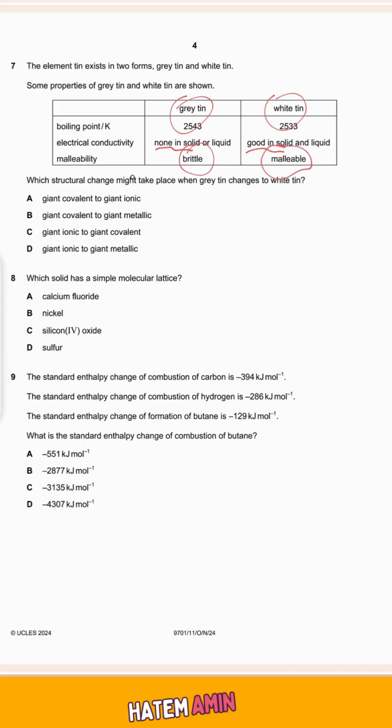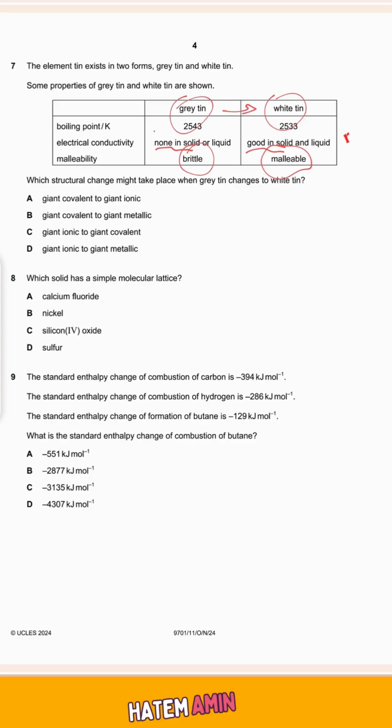So a structure change might take place when gray tin changes to white tin. So if the structure changes from gray tin to white tin, what's the kind of change? Is it giant covalent to giant ionic, or giant covalent to giant metallic, or giant ionic to giant covalent, or giant ionic to giant metallic? As we see here, for the second one and the third one, electrical conductivity is none in solid or liquid, and converted into good in solid and liquid.